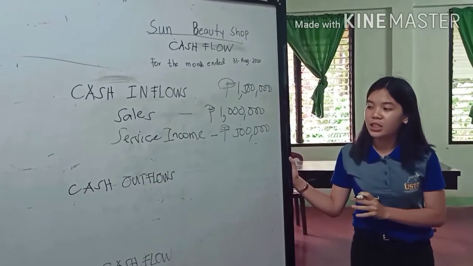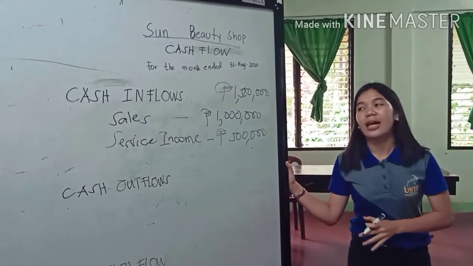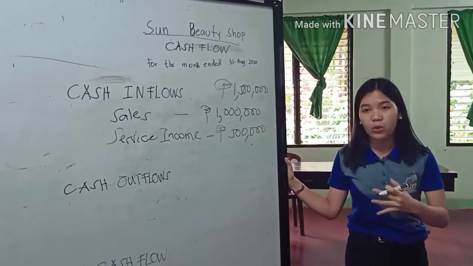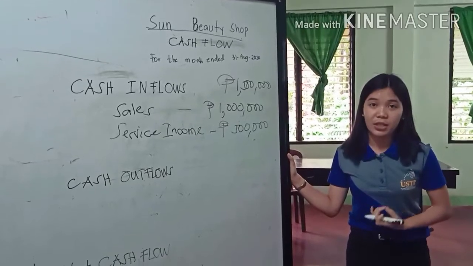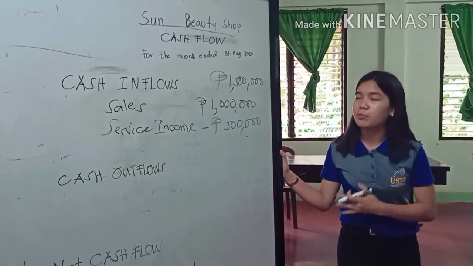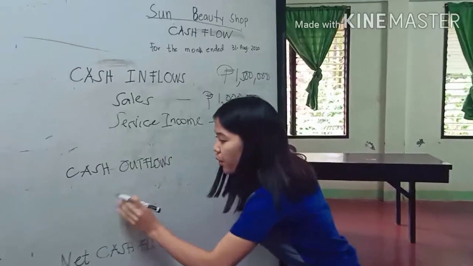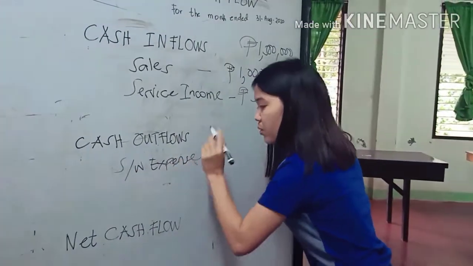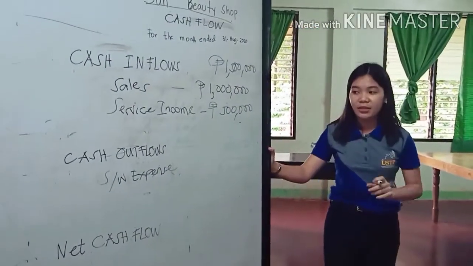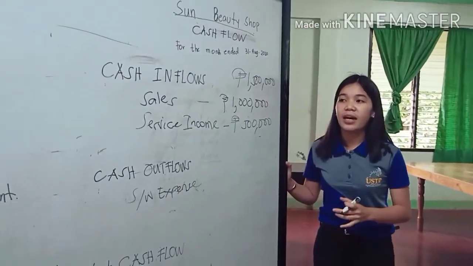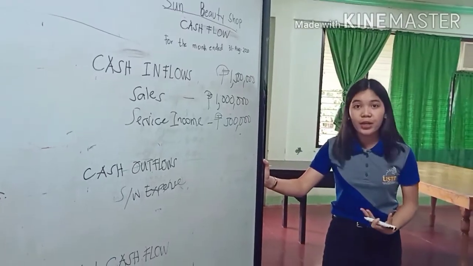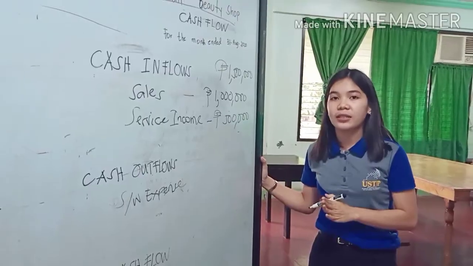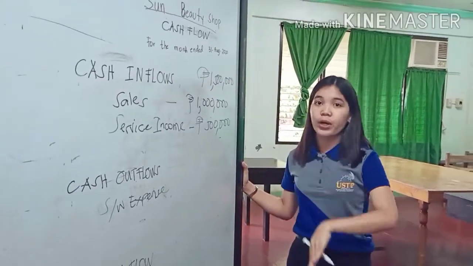So next one is the cash outflows. Cash outflows is the opposite of your inflows. If you have earned in your business, for sure you also have expenses in your business. So what are the examples of your expenses? For example, you have your salaries and wages expense. What does it mean if we say salaries and wages expense? That means that you have your laborers or the manpower. You need to pay them for their service in your business.